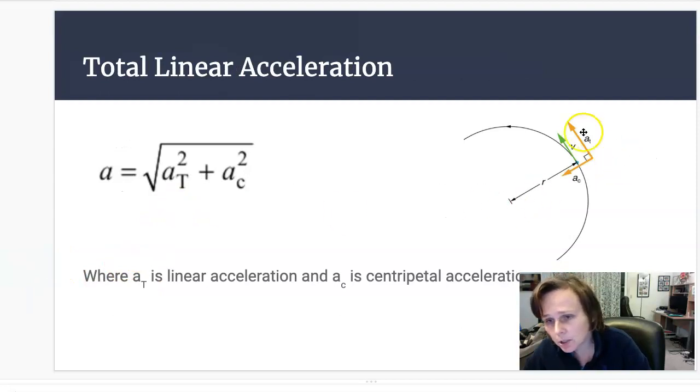And the total linear acceleration would be found by using the Pythagorean theorem, because when you do the vector addition, these two accelerations, the centripetal acceleration and the linear acceleration, will always be perpendicular to each other, so you would have just to use the Pythagorean theorem to find the total linear acceleration.